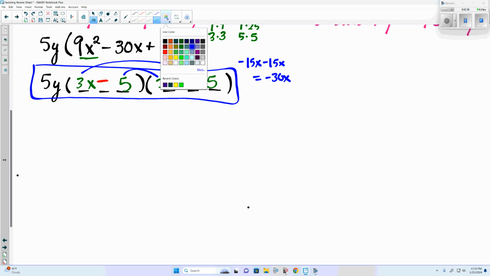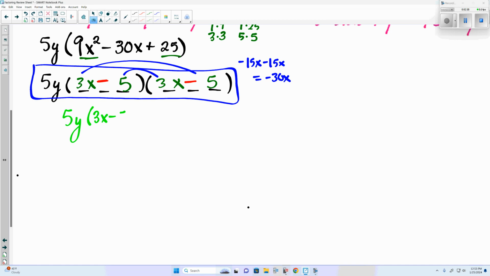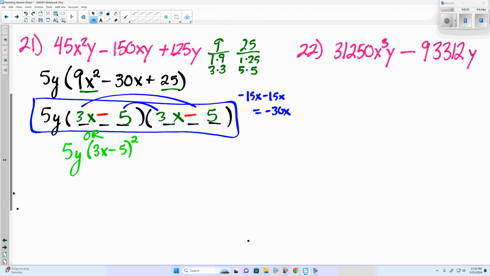Let's get a different color. Now, if we wanted to, we could rewrite this as 5y times 3x minus 5 squared. Because since both factors are 3x minus 5, we could write it as a single term squared. We don't have to, but it is a way to simplify it. Questions on these here? We ready for the next one?